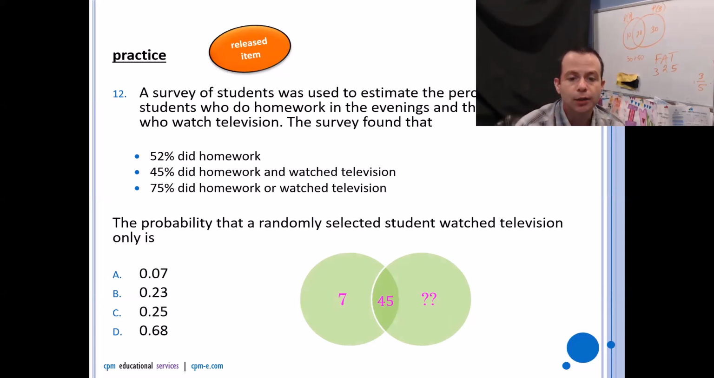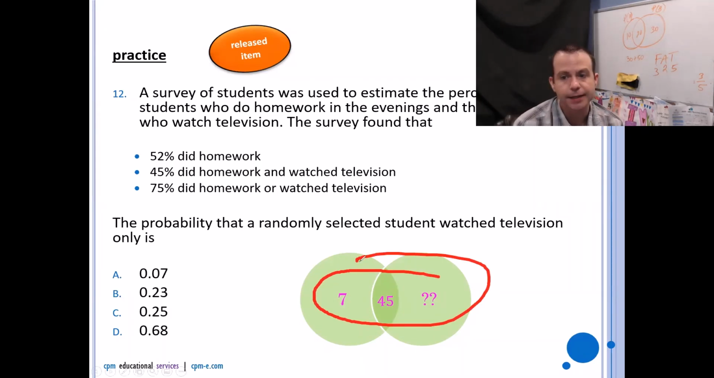Now, I know that 75% did homework or watched television. These 3 items represent doing homework or watching television. So those 3 items have to add up to 75. So I'm just gonna go 75 minus 7 minus 45. And I'll get 0.23 as a decimal, or 23%, okay?